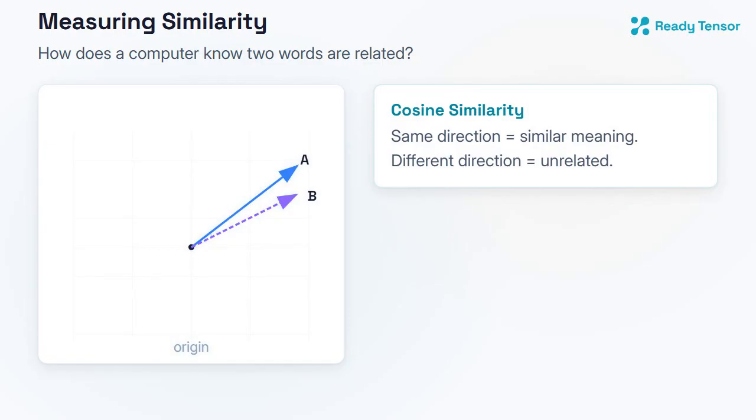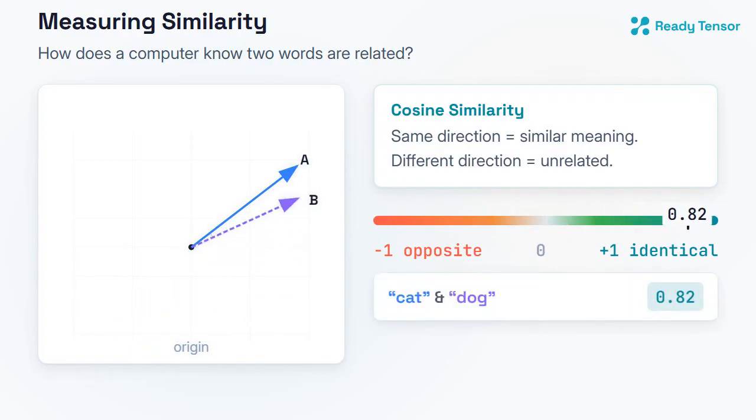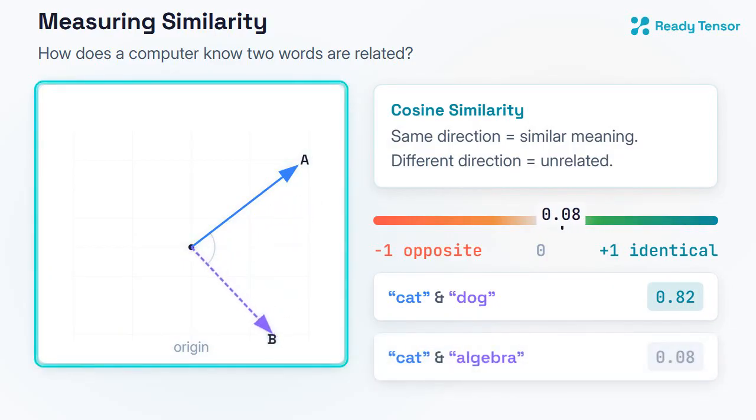Forget the formula. Just think about the angle. When two word vectors point in almost the same direction, their similarity is close to 1. When they're perpendicular, 0. No relationship at all. And if they somehow point in opposite directions, -1. Let's see it in action. Cat and dog both point in a similar direction, high similarity. Cat and algebra, completely different directions, near 0. This is how a computer answers the question, are these two things related? It checks whether their vectors point the same way.